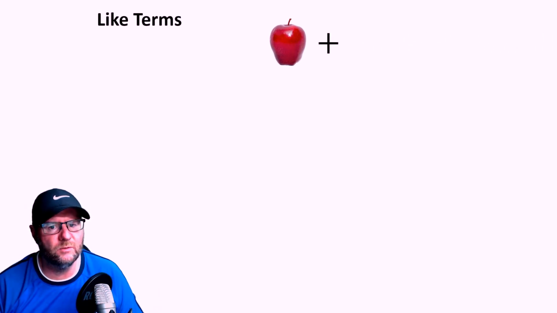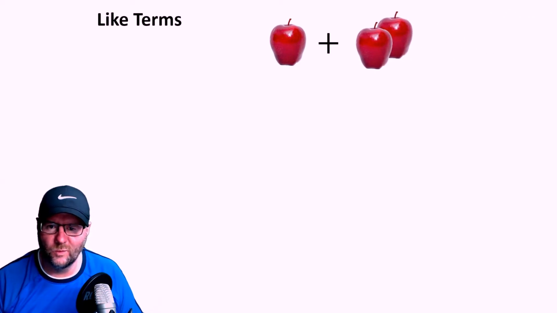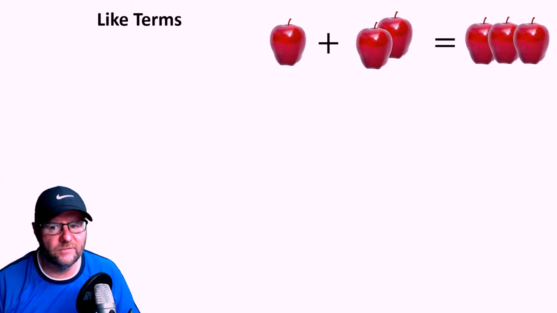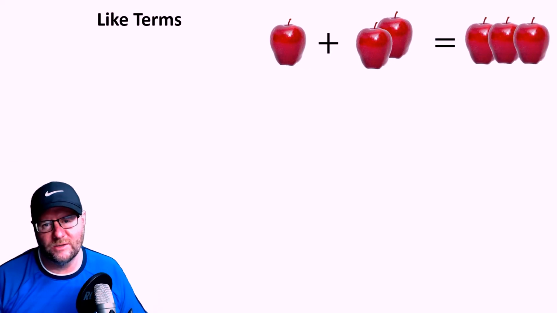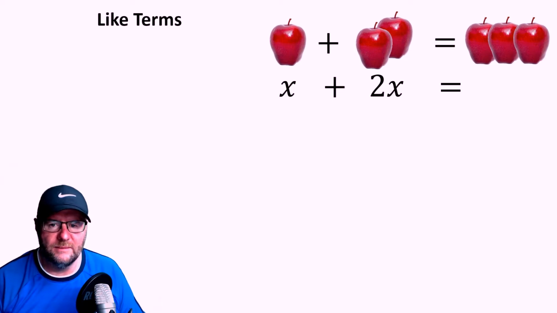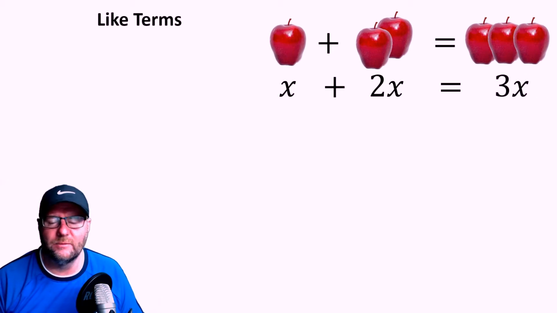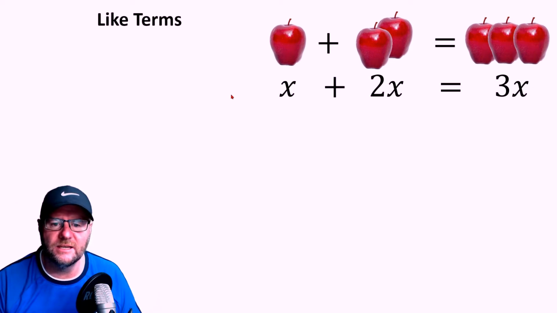If I had one apple and I added another 2 apples, what do I have? Well, I have 3 apples. That's not rocket science. It's the same thing when we talk about algebra. We can only add or subtract things that are the same kind of thing. For example, x plus 2x. So if I've got an x and I add another 2 x's, I end up with 3 x's. Okay, so we would say in this case that the x's are like terms, x and 2x.